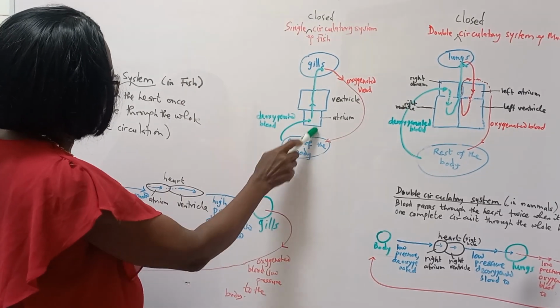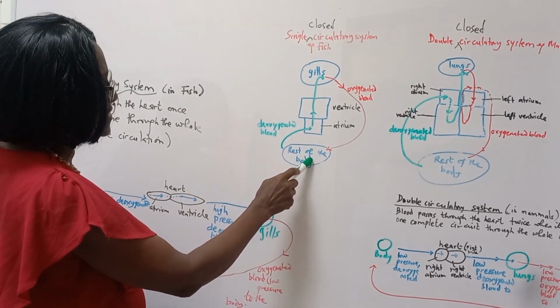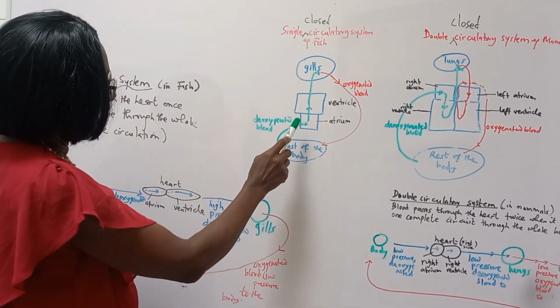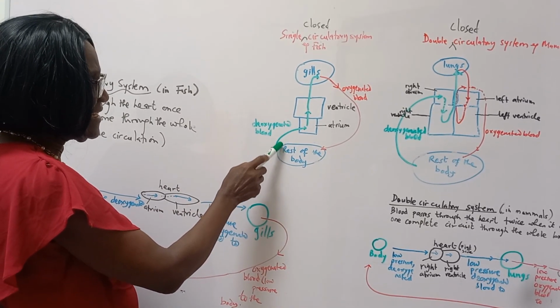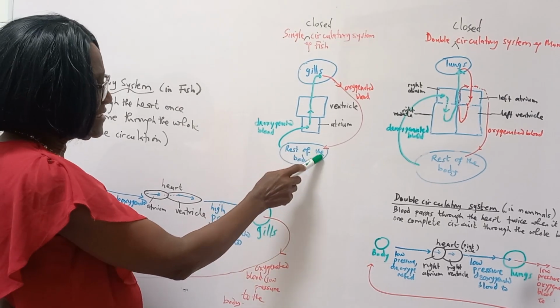So we have the heart here, we have the rest of the body, we have the gills. Now, blood from the body is deoxygenated. Oxygen is taken out of the blood by the cells of the body.